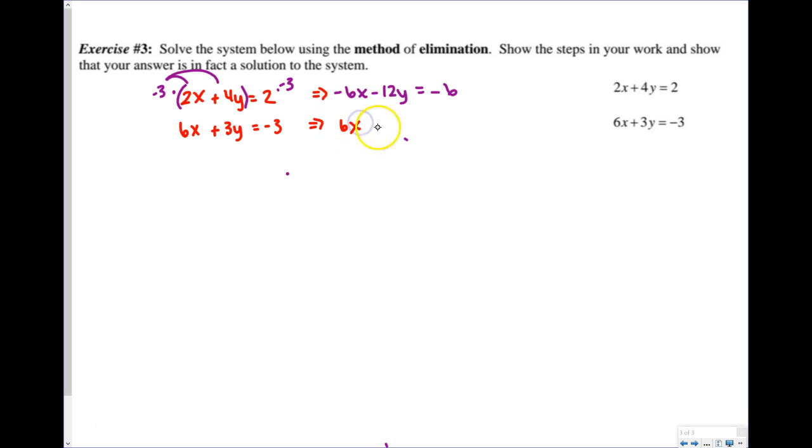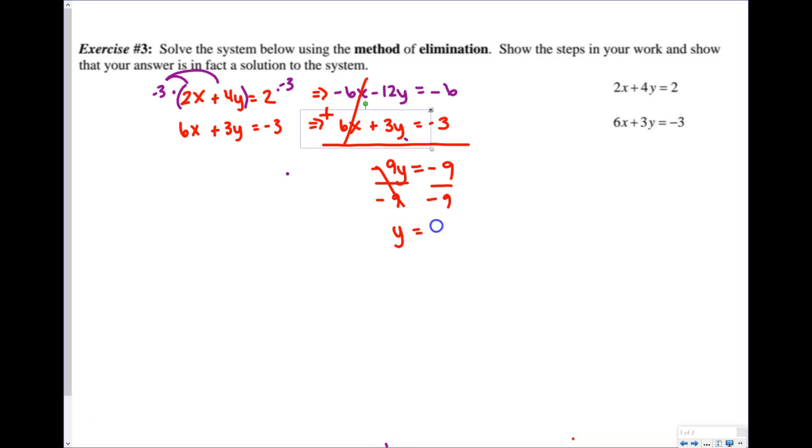6x, I'm going to leave it the same, I'm not going to change anything. Plus 3y equals negative 3. And now what I've done, by multiplying that first equation, is eliminate a variable. Now I can add them together. These are gone. Negative 12y plus 3y gives me negative 9y, and negative 6 minus 3 gives me a negative 9. Now I divide both sides by negative 9, and easy as that, I have found that y equals a positive 1. Elimination method can save a lot of time.